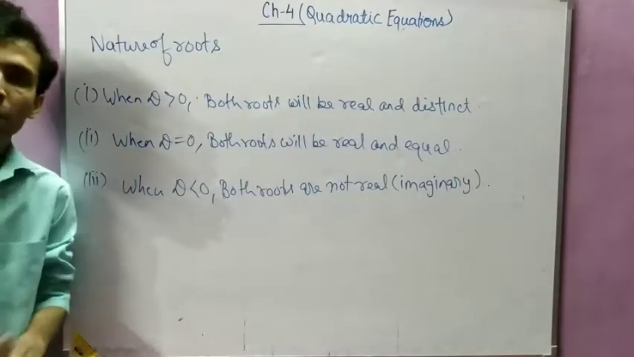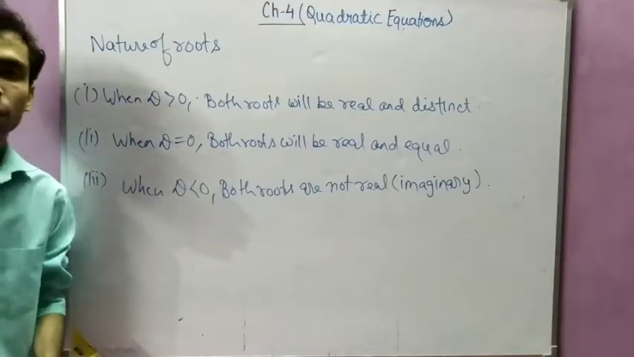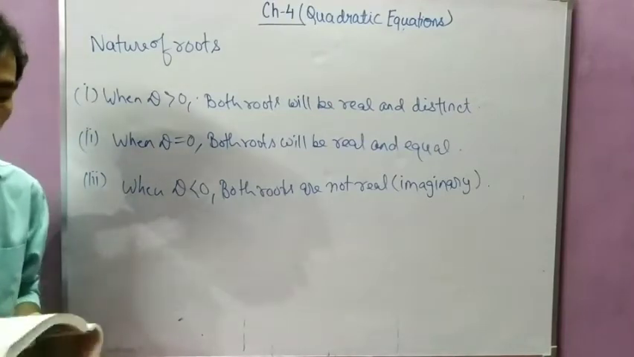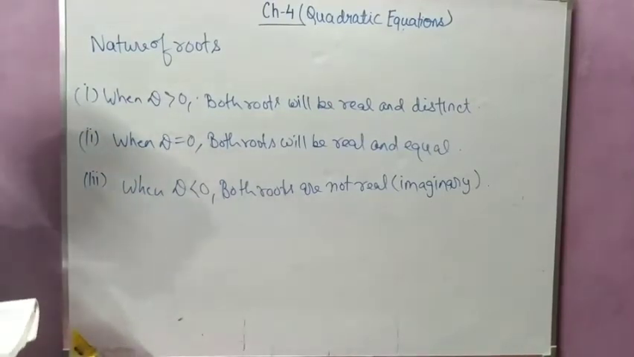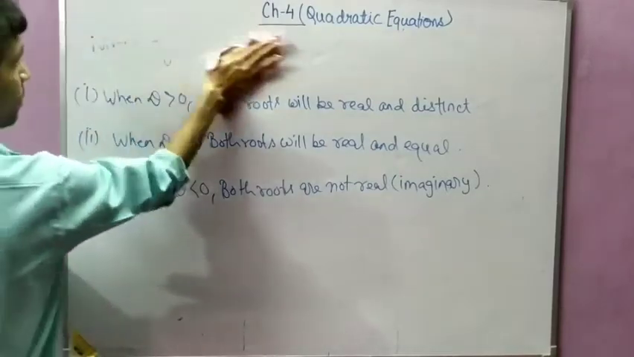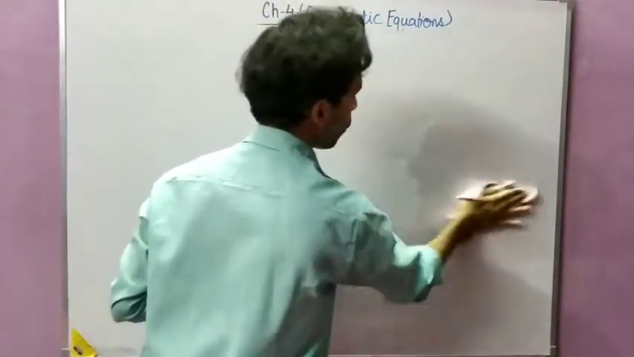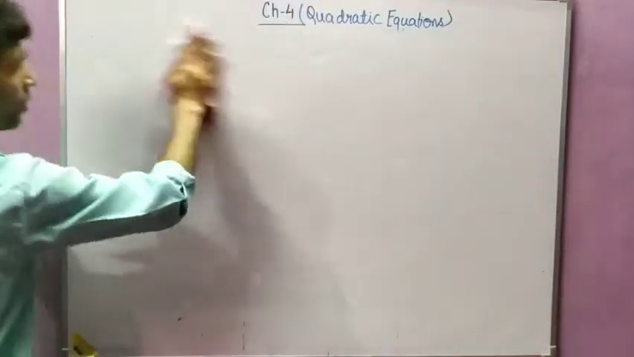The value of D you already know. D can be calculated by b square minus 4ac. So let's start, students. I hope you have understood the nature of roots. So let's start exercise 4.4, question number 1.